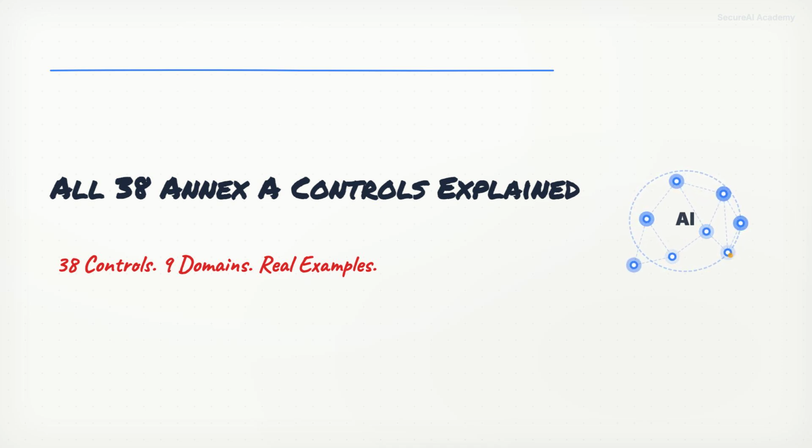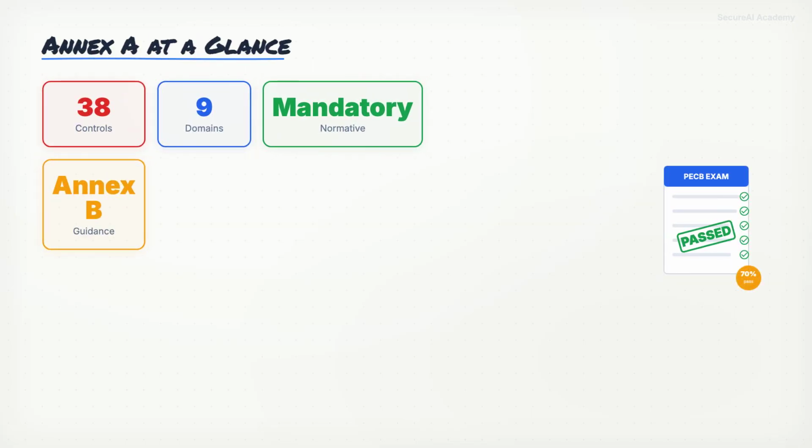Let's dive in. Annex A is the normative annex of ISO 42001, meaning these controls are mandatory to consider. You must address all 38 controls in your statement of applicability. You can exclude some with justification, but you cannot ignore them. The 9 domains span from AI policies through internal organization, resources, impact assessment, the AI lifecycle, data governance, transparency, responsible use, and third-party management.